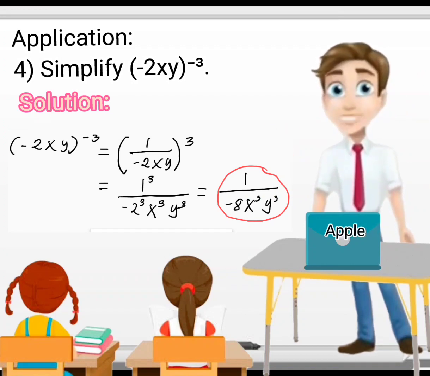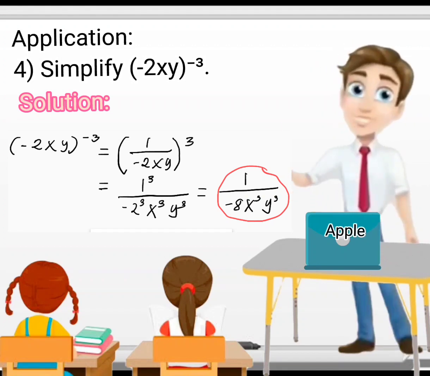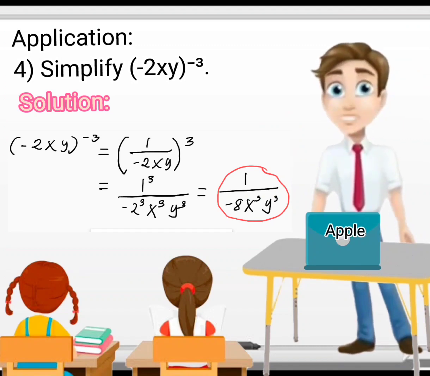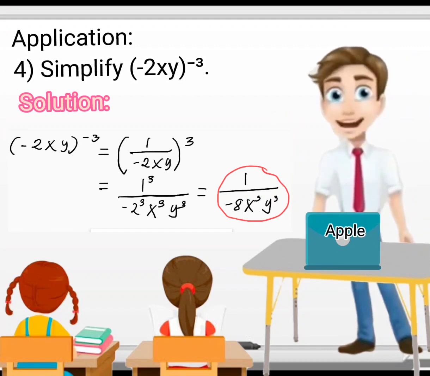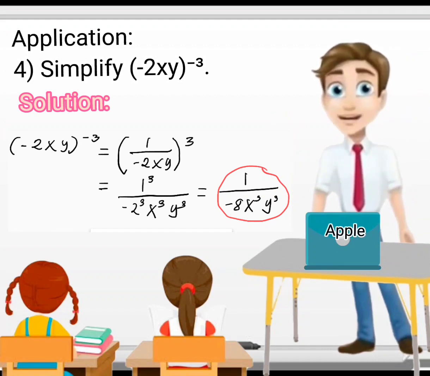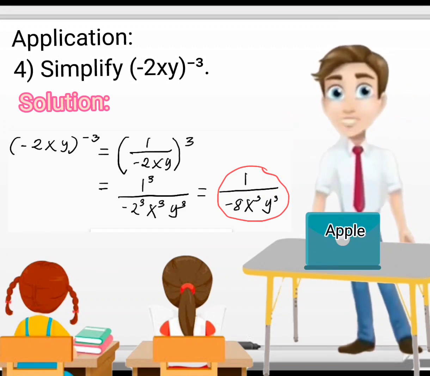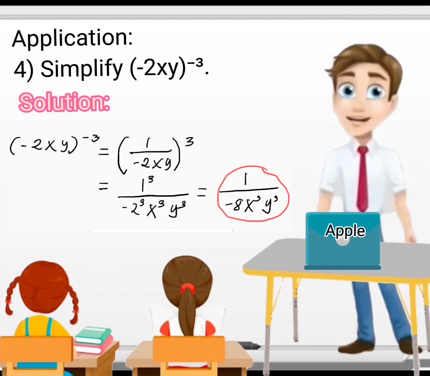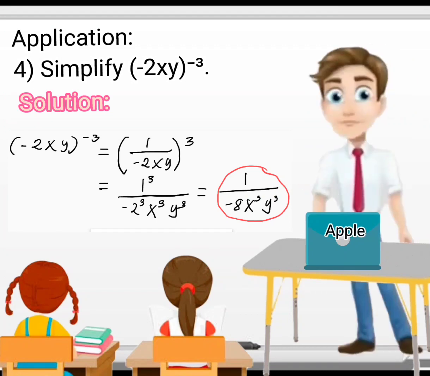And if you're going to simplify this, so that this 1 raised to 3 is still 1 all over by negative 2 raised to 3, so that is negative 8, because negative 2 times negative 2 is positive 4, and multiplied again by negative 2, so that is negative 8. And then just affix x raised to 3 and y raised to 3. So therefore the final answer is 1 over negative 8 x raised to 3 y raised to 3.